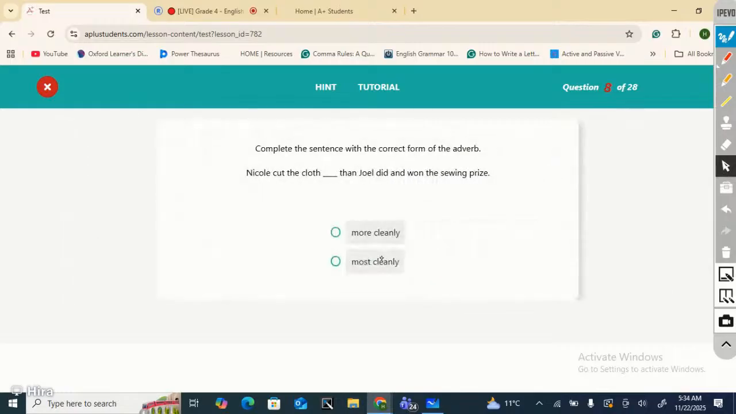Nicole cut the cloth blank than Joel did and won the sewing prize. Nicole cut the cloth more cleanly than Joel did, or most cleanly than Joel did, and won the sewing prize.